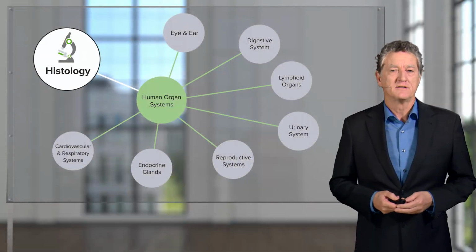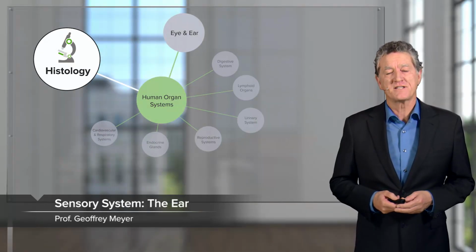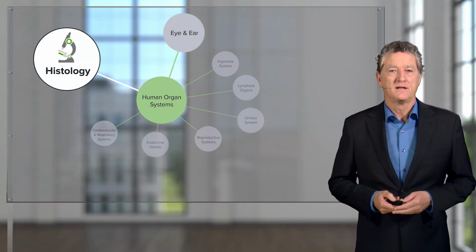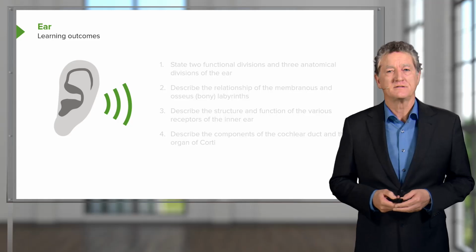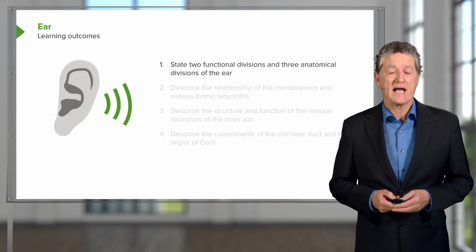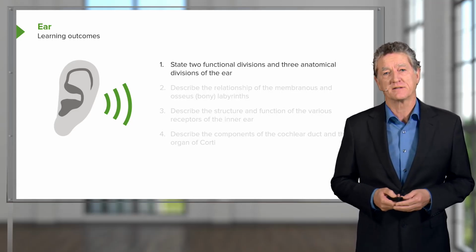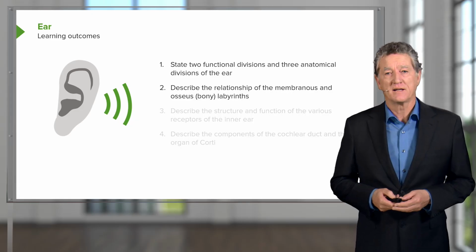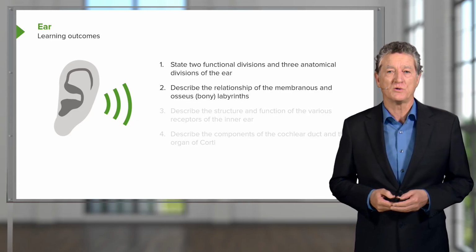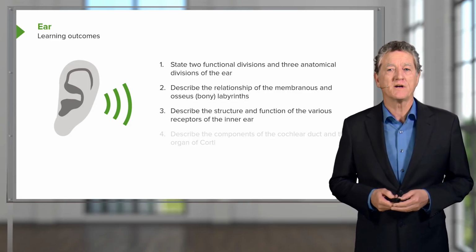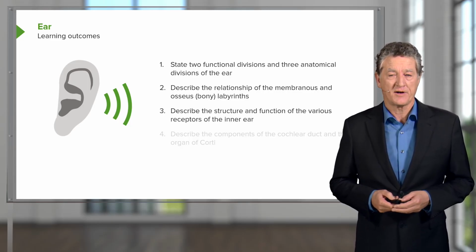In this lecture, I'm going to describe the histological structures in the ear. At the end of the lecture, I would like you to understand that there are functional divisions and anatomical divisions of the ear, that there are membranous and bony labyrinths that play a very important role in the function of the ear. We're going to look at various receptors of the ear, in the inner ear.